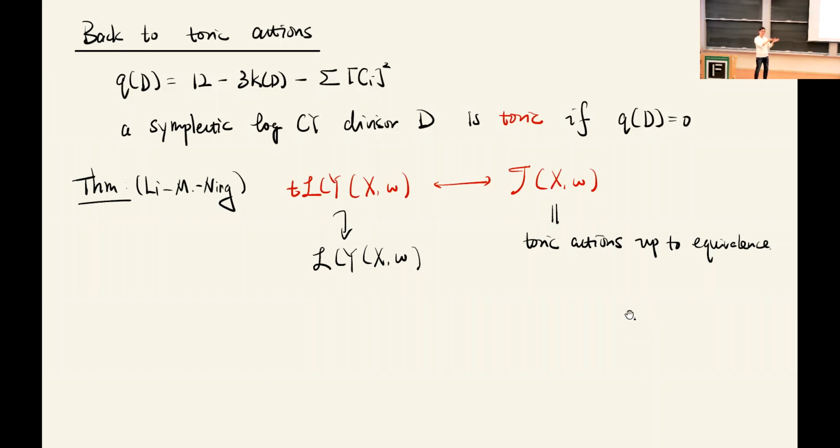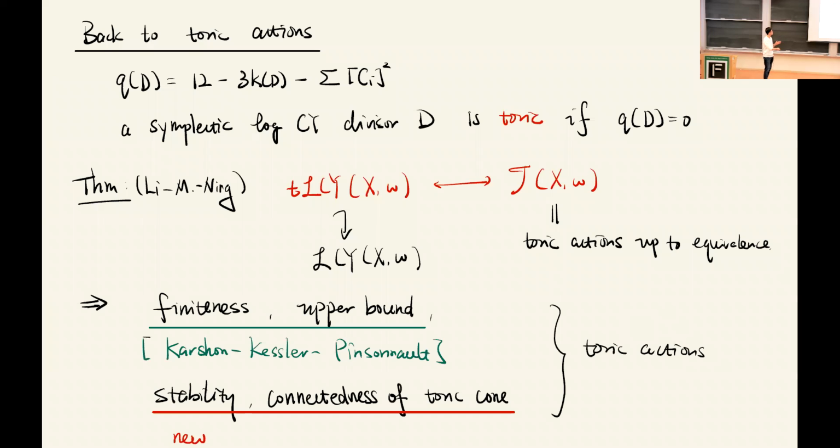Now all these properties I've mentioned, like finiteness, upper bound, stability, everything just translates to properties of toric actions. So we immediately get these things. For example, for a fixed symplectic rational manifold, the number of toric actions is finite. And also we have some kind of upper bound for the number of toric actions. This recovers the previous result of Yau, Liat, and Martin. But we also get some new results.